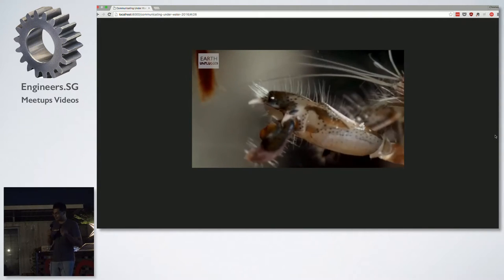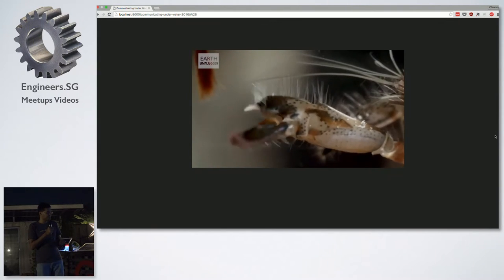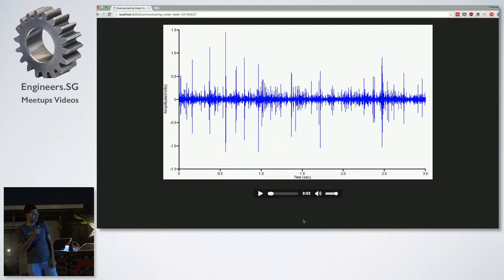The problem is, when the bubble cavitates, it makes this super loud sound, and it sounds something like this. If you can play the sound.